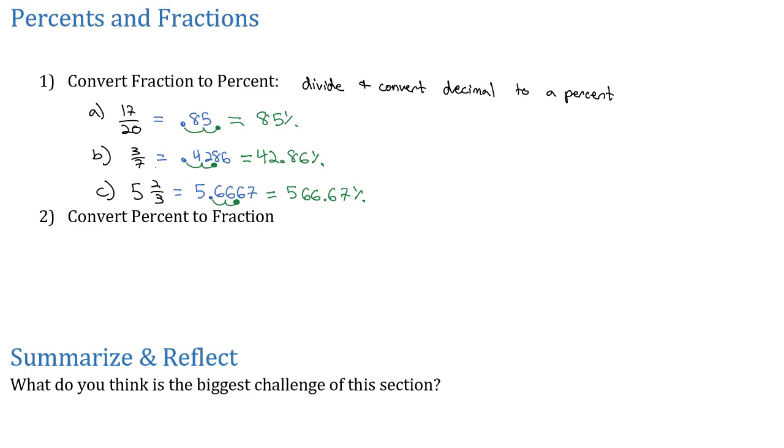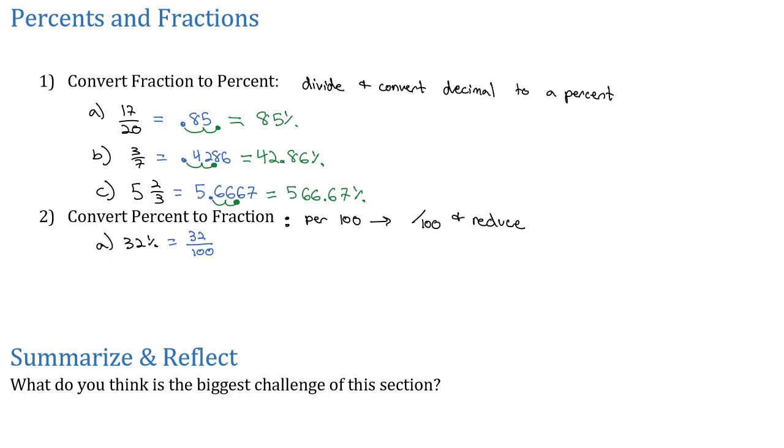So if that's how we convert a fraction to a percent, how do we convert a percent to a fraction? Well, to do that, we're going to use what we know about the word percent, which means per 100. Per is the fraction bar, so we'll put it over 100 and reduce. So if we have 32%, that means 32 per 100, or over 100.